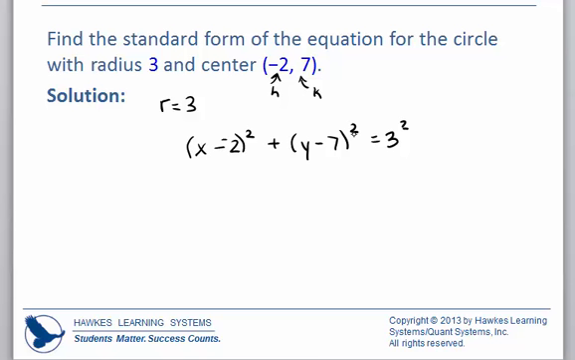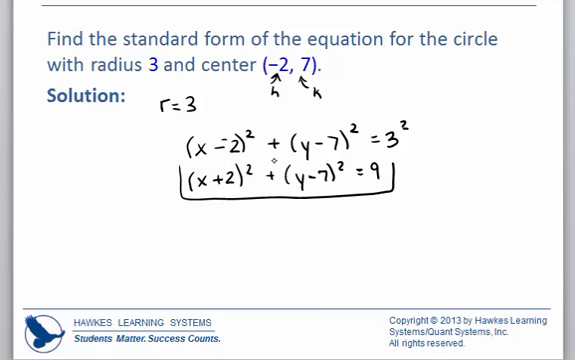And we'll do just a little bit of simplifying. For example, in this x minus a -2, we can write that as (x + 2)². The (y - 7)² I'll leave alone. And we know that 3 times 3 is equal to 9. And so we now have the standard form of a circle with radius 3 and center (-2, 7).